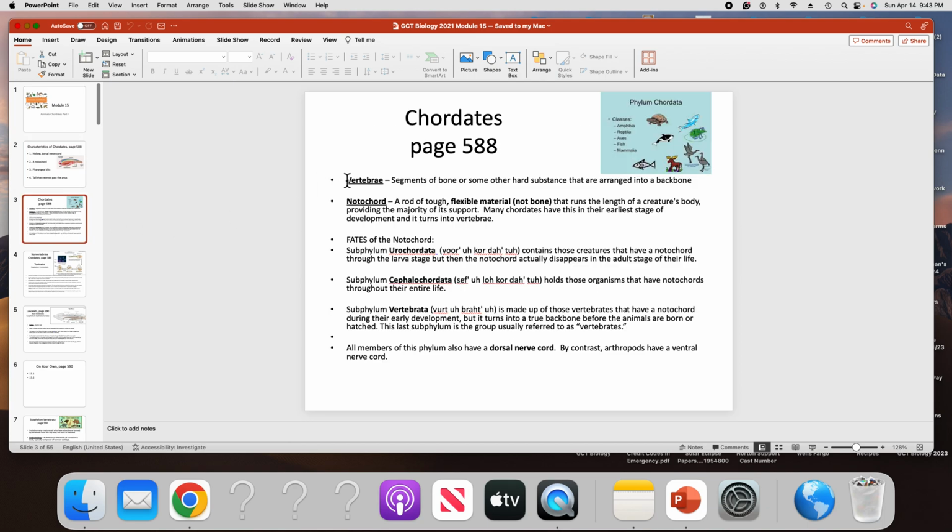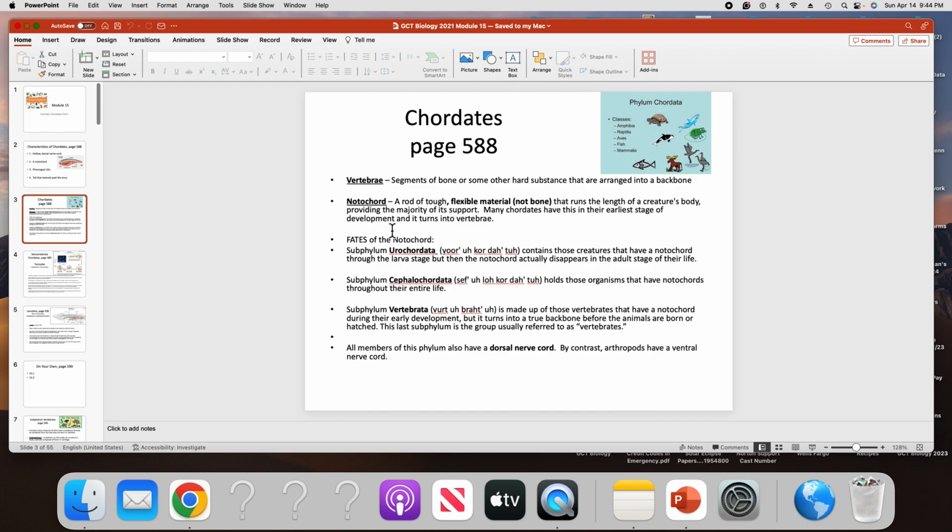So let's look at some of these terms in more detail. So first of all, we look at vertebrae, which is a plural word, which means these segments of bone or some other hard substance that are arranged into a backbone. And we'll be looking at various organisms with vertebrae, and we'll be also looking at this concept of the notochord, which is explained as a rod of tough, flexible material, not bone, that runs the length of a creature's body, and it provides a majority of its support. Many chordates have in their earliest stage of development this notochord, and then it turns into the part of the organism that's the vertebrae.